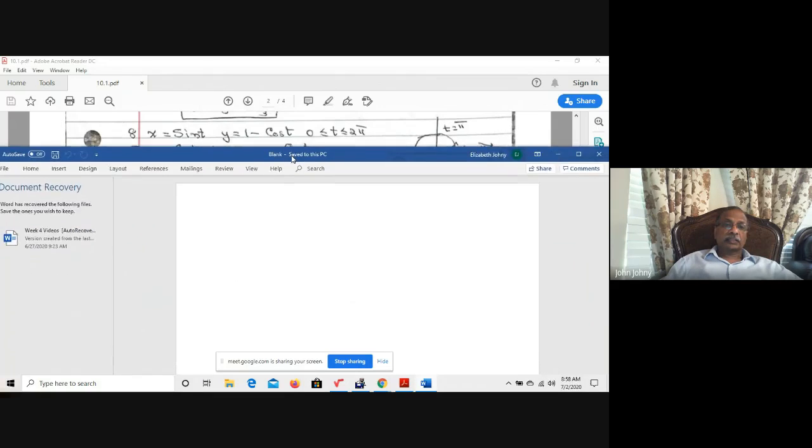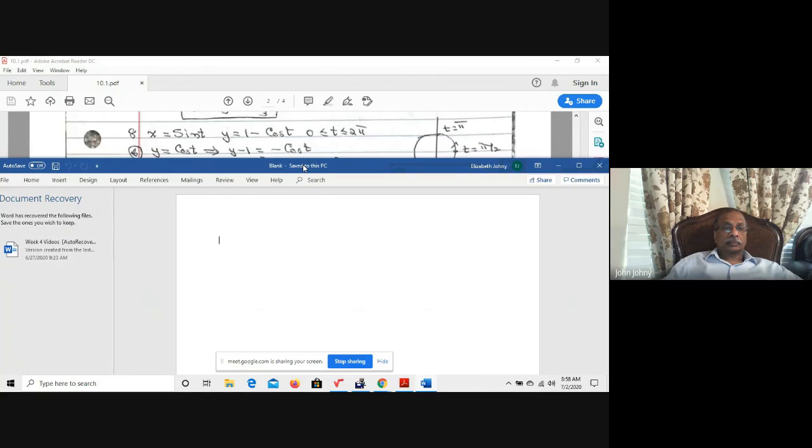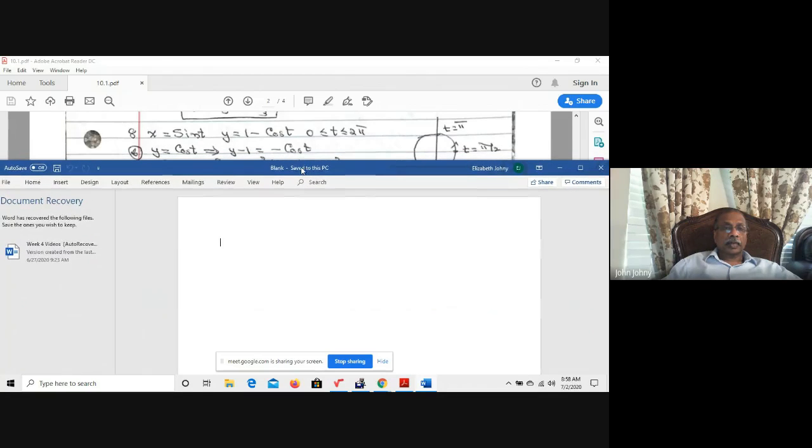This is number 8 from the textbook. X is equal to sin t, y is equal to 1 minus cos t. T varies from 0 to 2 pi. I wrote a y here, it is not y. Y is not cos t, y is equal to 1 minus cos t. Please make that correction here. This implies y minus 1, you subtract a 1, it's equal to negative cos t.